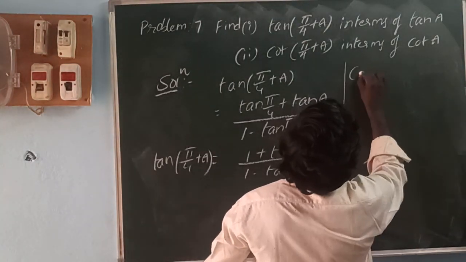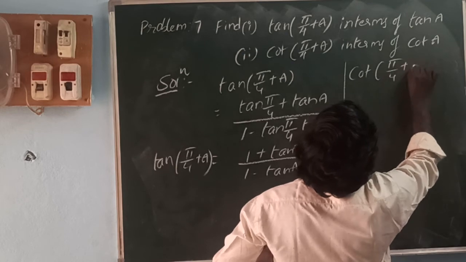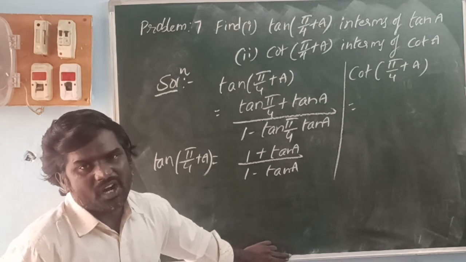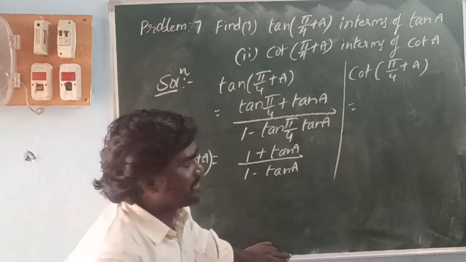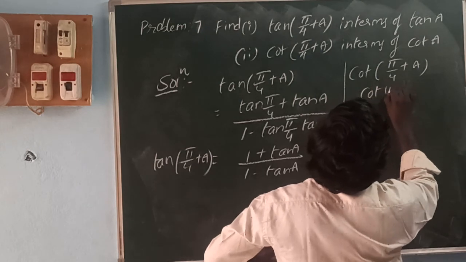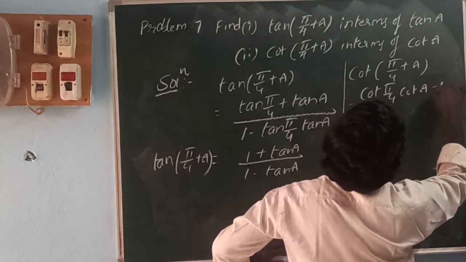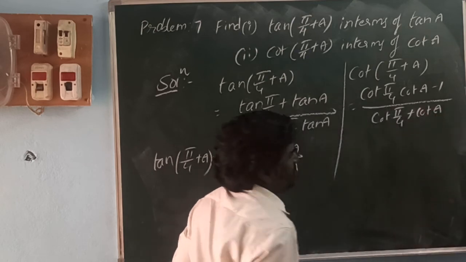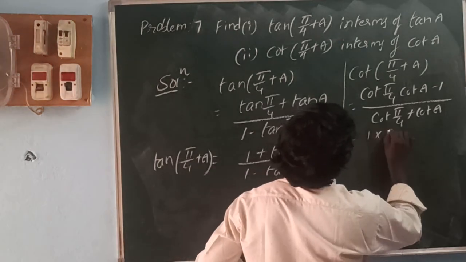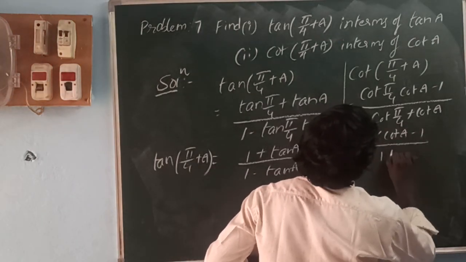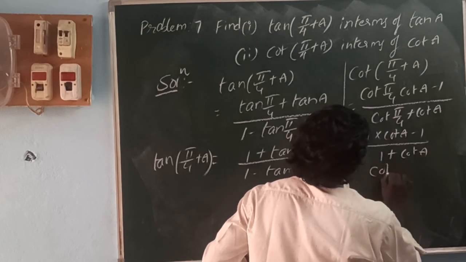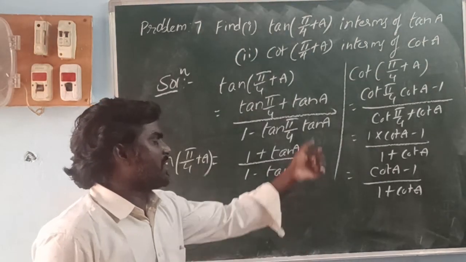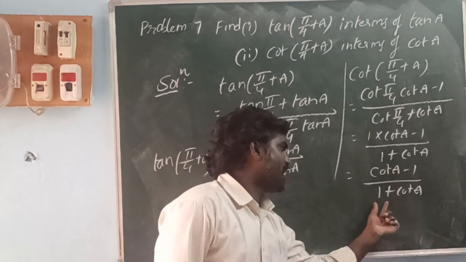Next, cot of pi by 4 plus a. So that is here cot of a plus b. It is in the form of cot of a plus b. That is cot a cot b minus 1 by cot a plus cot b. So that is cot pi by 4 cot a minus 1 by cot pi by 4 plus cot a. Cot pi by 4, its value is 1. So that is 1 into cot a minus 1 by 1 plus cot a. So that is cot a minus 1 by 1 plus cot a. So cot of pi by 4 plus a we can write in terms of cot a, that is cot a minus 1 by 1 plus cot a.